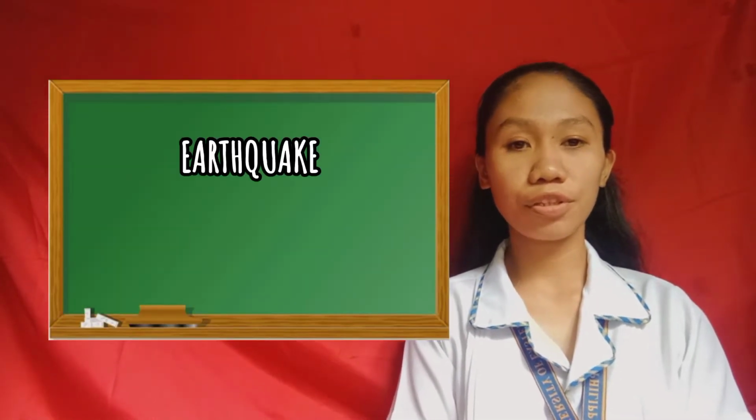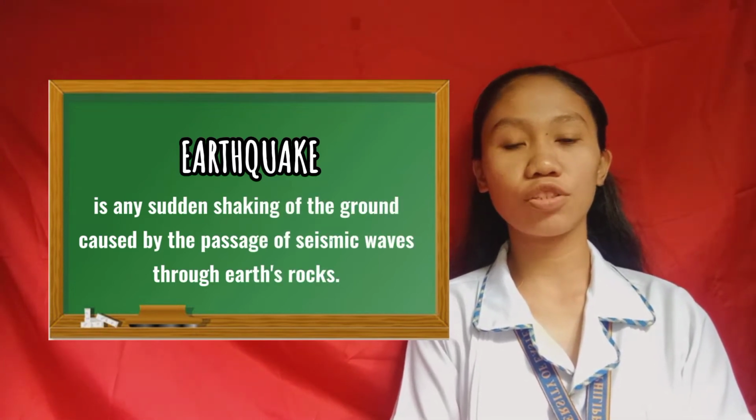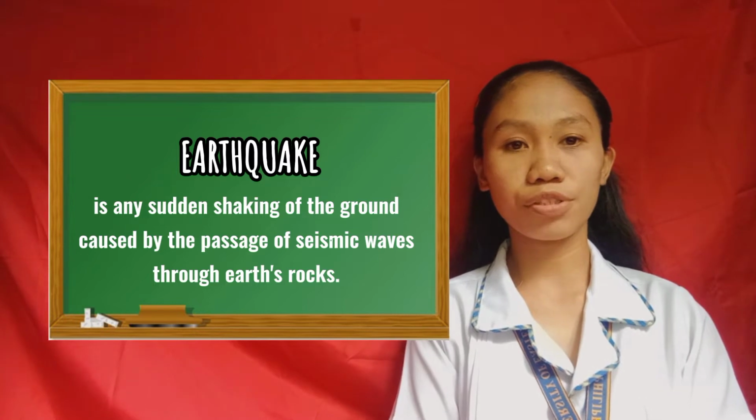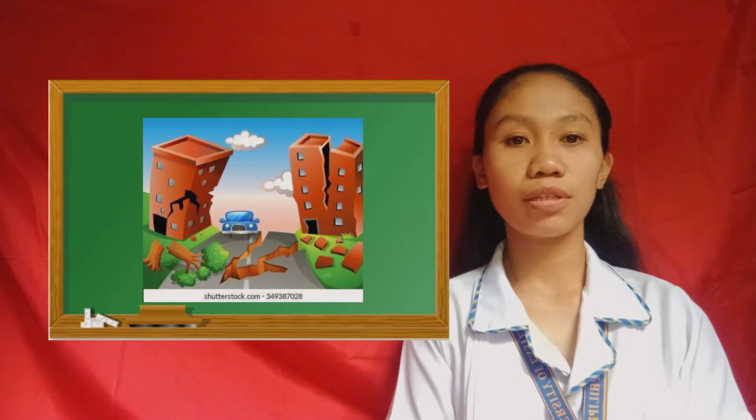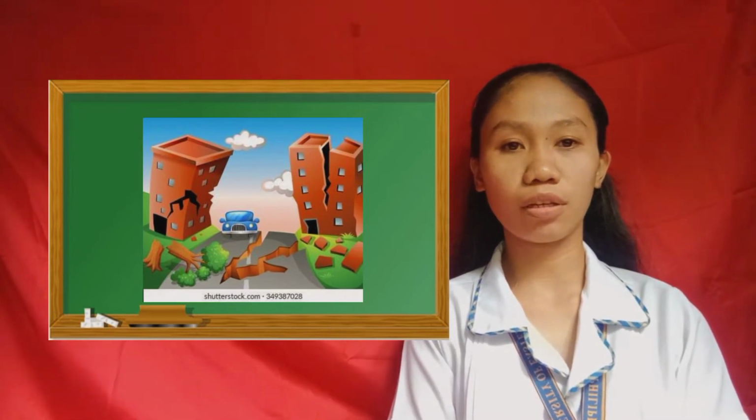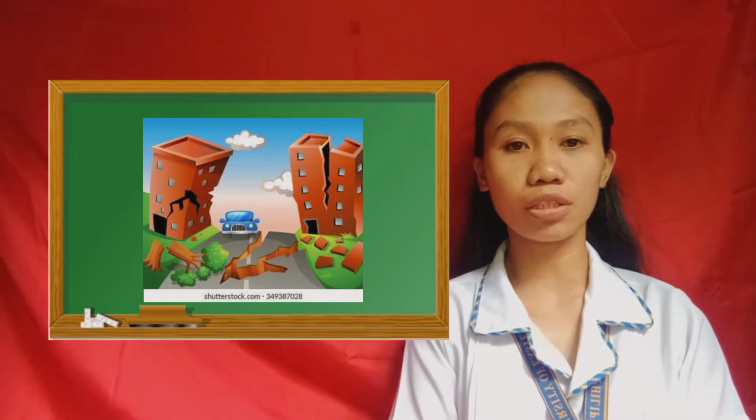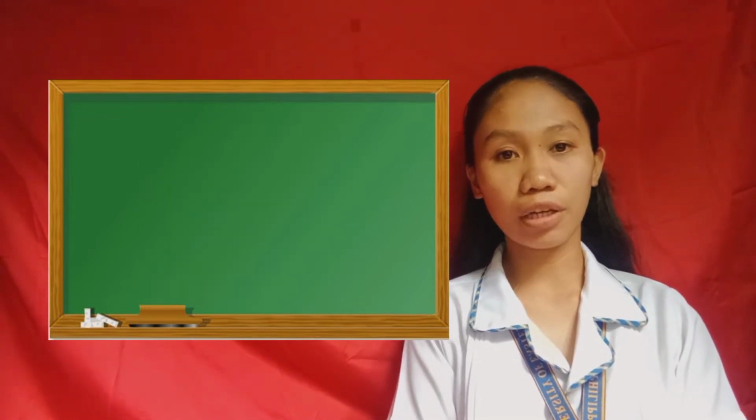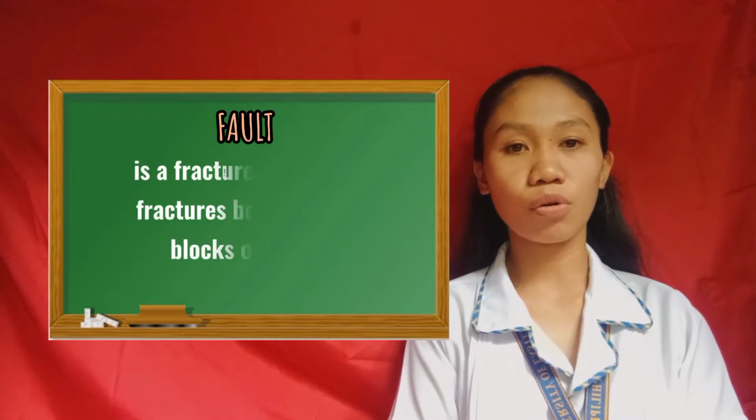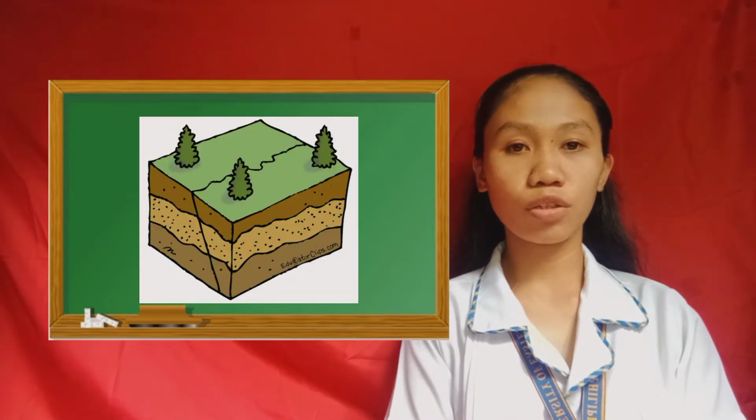You learned that earthquake is any sudden shaking of the ground caused by the passage of seismic waves through Earth's rocks. It happens when two blocks of the Earth suddenly slip past one another. It is a series of vibrations induced in the Earth's crust by the abrupt rupture and rebound of rocks. On the other hand, fault is a fracture or zone of fractures between two blocks of rock. Earthquake usually occurs on faults.